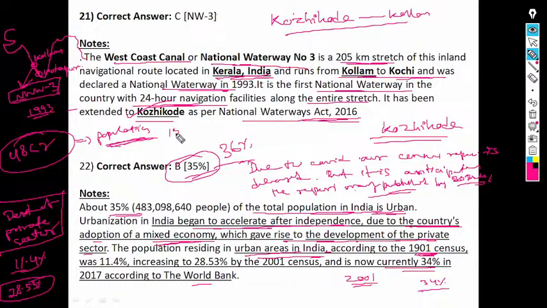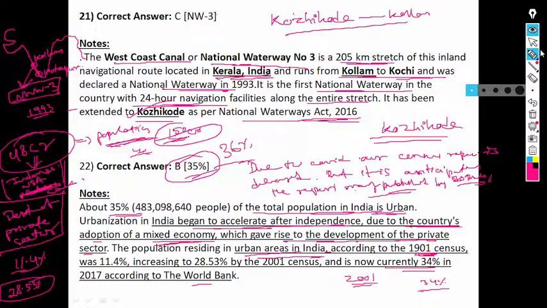35% means, suppose the population is 150 crore, then about 40 to 50 crore population is in urban areas. And this 40 crore population is equal to Indonesia, USA, or Malaysia, Canada. So the 48 crore population is a very vast population. Urbanization in India is a major problem, not only congestion in Indian cities. Cities like Jakarta in Indonesia face major problems.